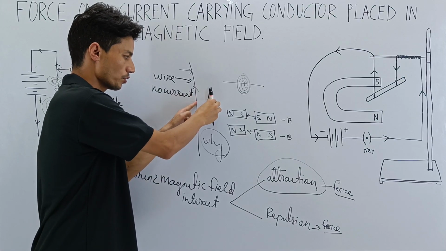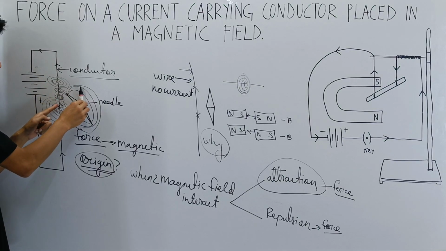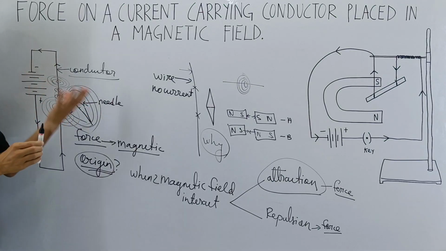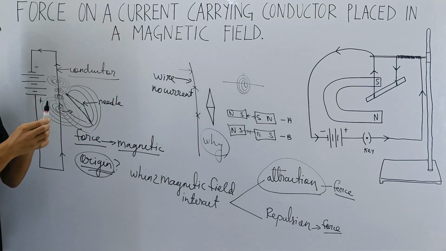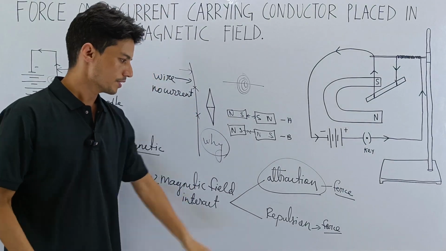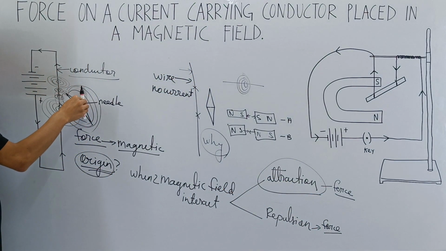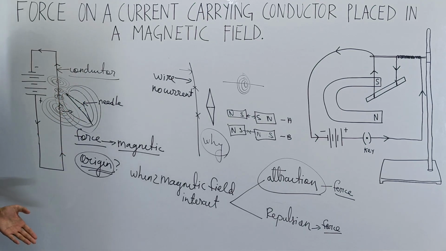But when current flows through the wire, what will happen? The current carrying conductor will start producing its own magnetic field. This magnetic needle has its own magnetic field. So two magnetic fields will interact, and a force is generated. Because of the force, the magnetic needle undergoes deflection. I hope, my dear students, that it is clear enough.